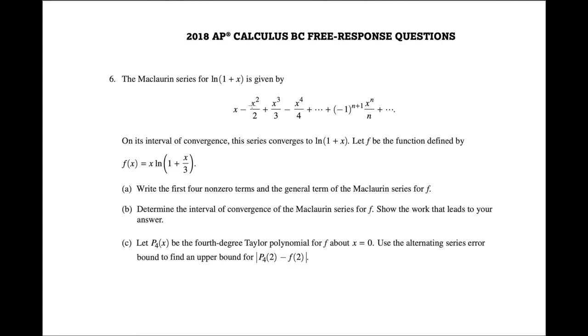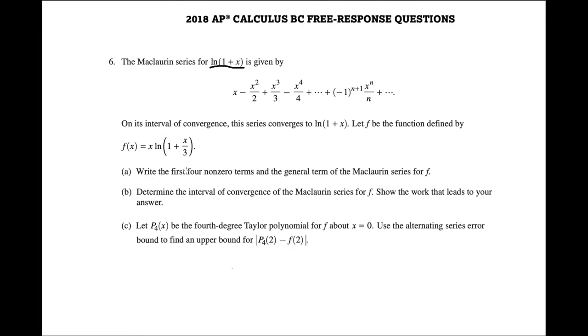This problem is all about Taylor series or MacLaurin series. Basically, what we're told is they've given us the MacLaurin series for ln of 1 plus x, and it's this right here. And now we're defining this function f to be x ln of 1 plus x over 3. The first thing we're being asked is to write the first four non-zero terms and the general term of the MacLaurin series of f.